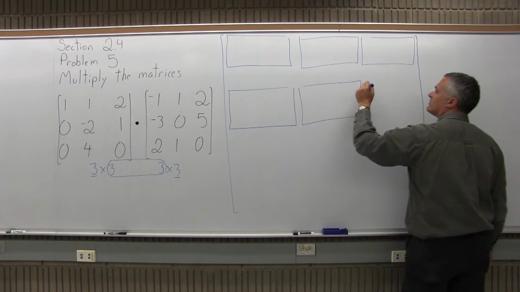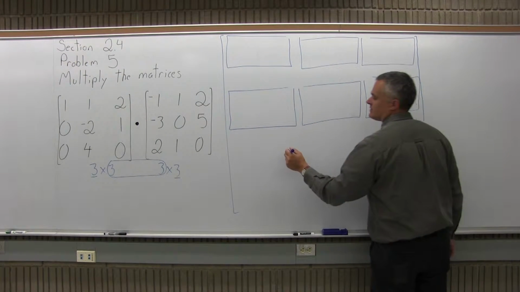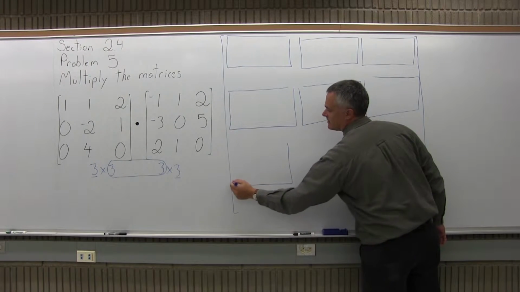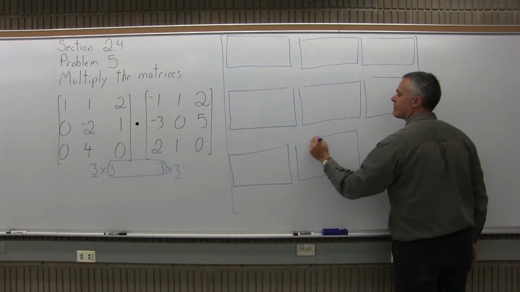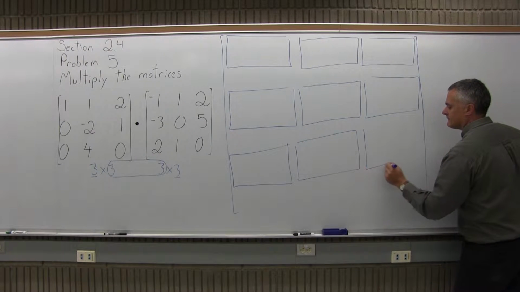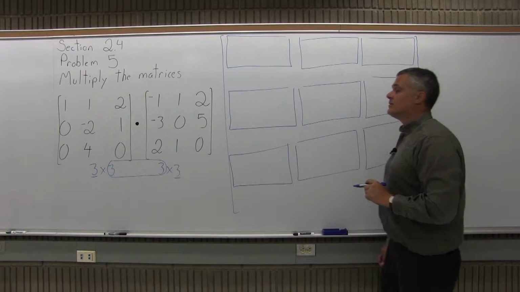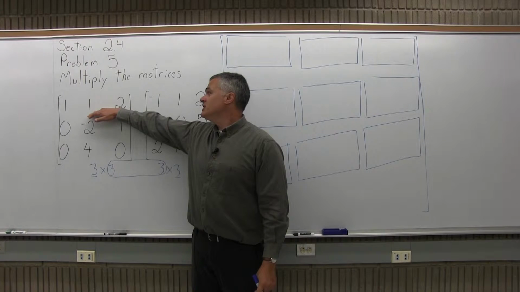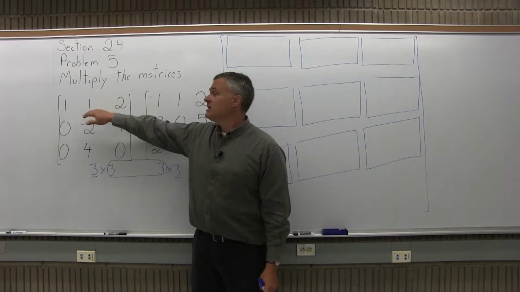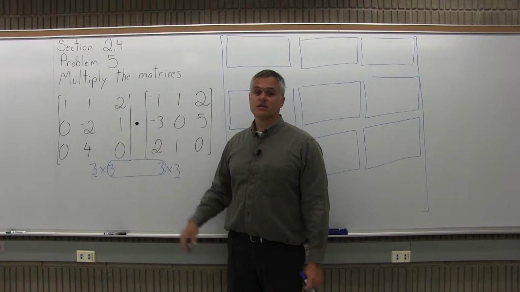I'm going to make a matrix with 9 boxes because there will be 9 answers to find. And what we need to do is systematically multiply each row from the first matrix times each column of the second matrix and write those answers in where they go.